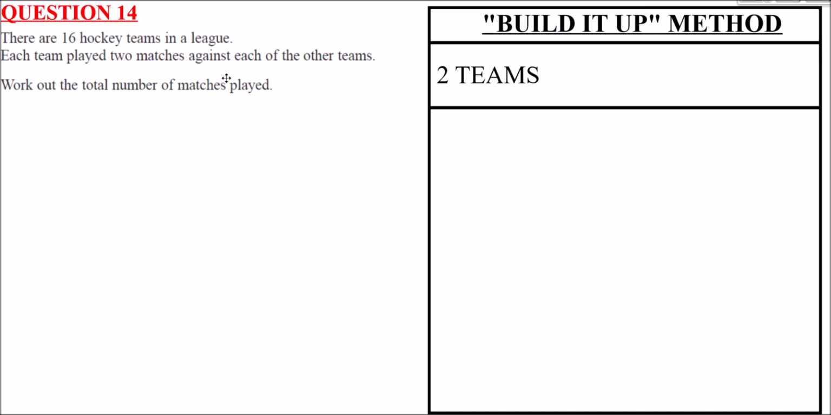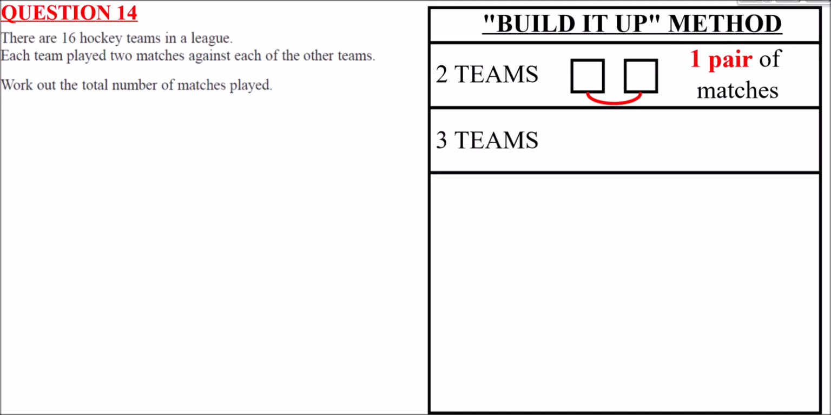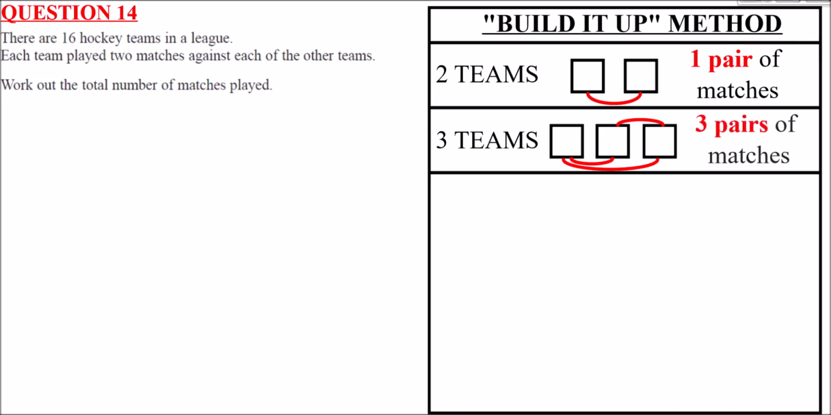So if 2 teams in a league, obviously they can only play each other. So that'd be 1 pair of games they'd play. They play each other twice, which is 1 pair of games. So the 1 pairing is represented by this red line. So 2 teams would be 1 pair of matches. Let's build up to 3 teams. If you had 3 teams, 1, 2 and 3, the first team has to play the middle team and the end team, so that's 2 pairs of matches. That middle team's already played the first team, so it needs to play the end team. So it's 2, plus 1, if you notice. 2 plus 1 is 3 pairs of matches.